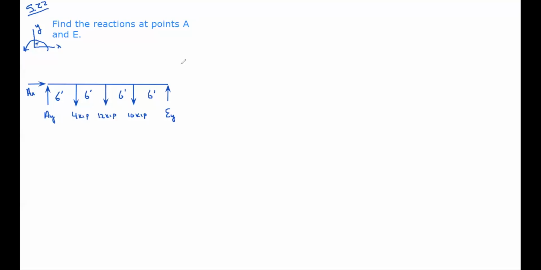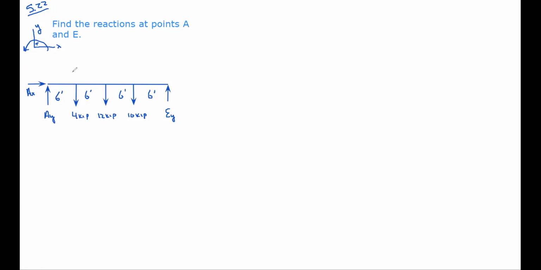This is problem 5.22. The problem statement is to find the reactions at points A and E. Looking at the diagram in the book, I'm noticing at point A, that is a smooth pin connection. The reaction for a smooth pin connection is a vertical and horizontal reaction. And at point E is a roller. The reaction at a roller is perpendicular to the plane. I have that annotated as EY.